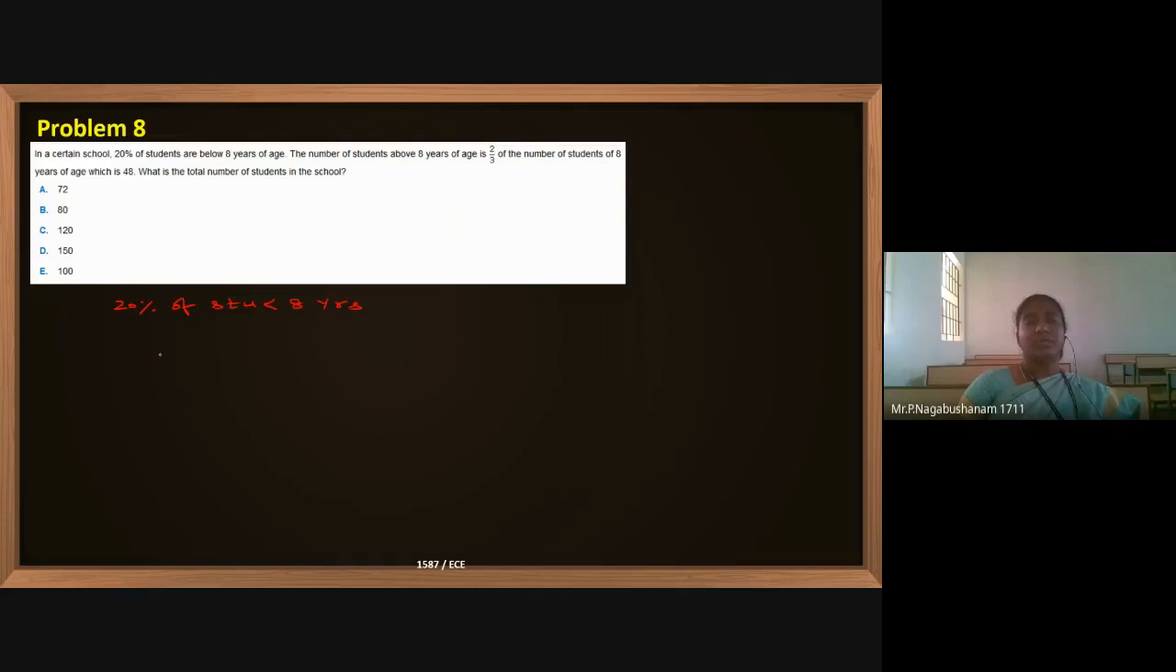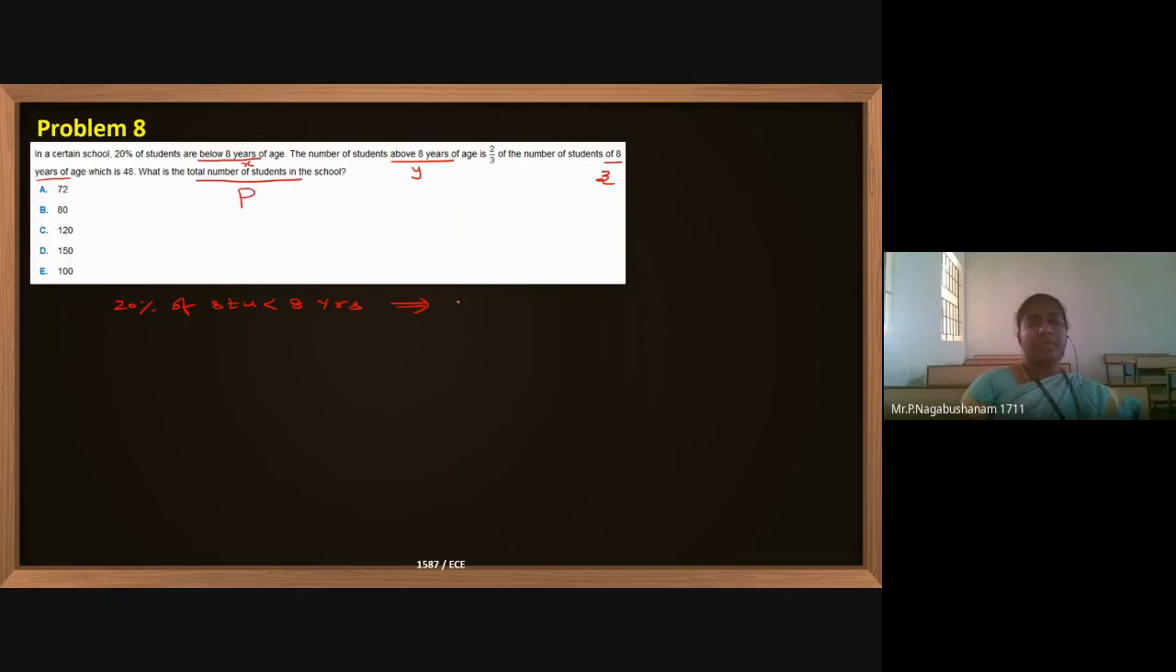Okay, I will assume below 8 years of age, let it be X. Above 8 years of age, let it be Y, and equal to 8 years of age, let it be Z. X means below 8 years, Y means above 8 years, and Z means equal to 8 years. Total number of students, I will take it as capital P.